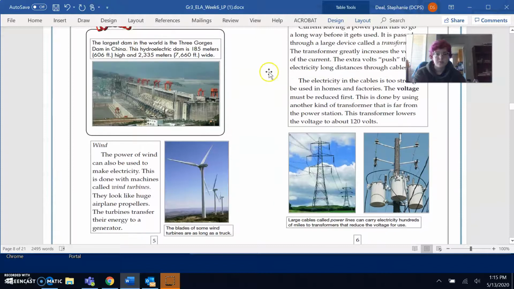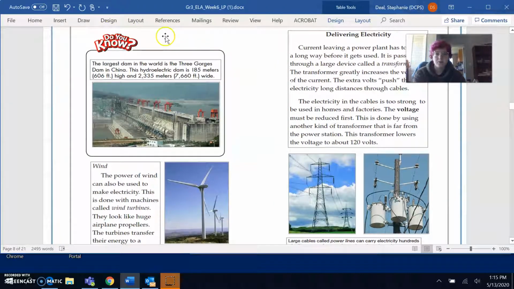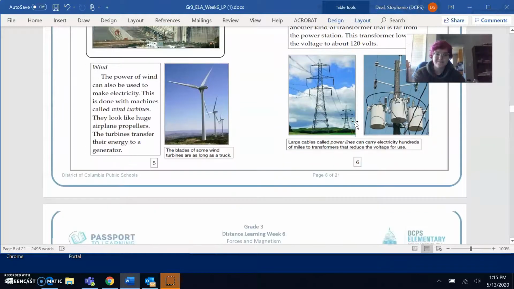There's a text feature at the top that says, "Do you know?" The largest dam in the world is the Three Gorges Dam in China. This hydroelectric dam is 185 meters, 606 feet high, and 2,335 meters, 7,660 feet wide. That's a really big dam.